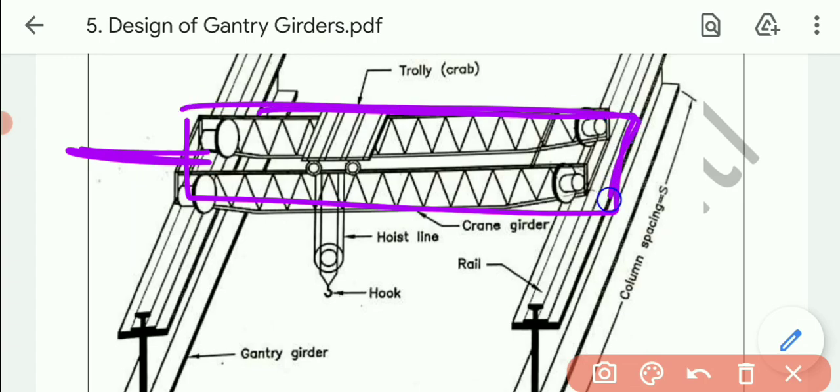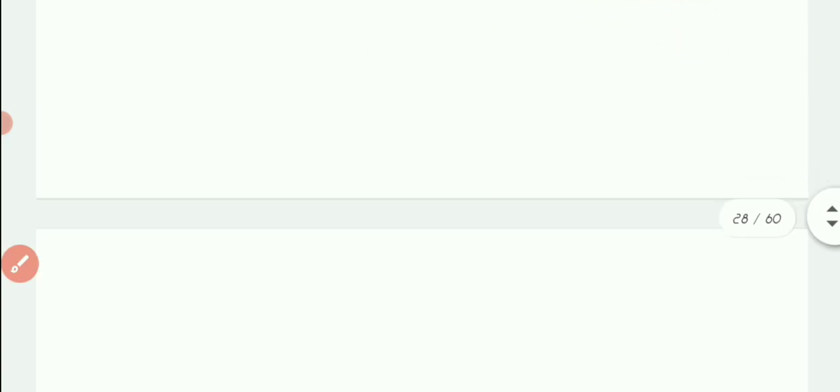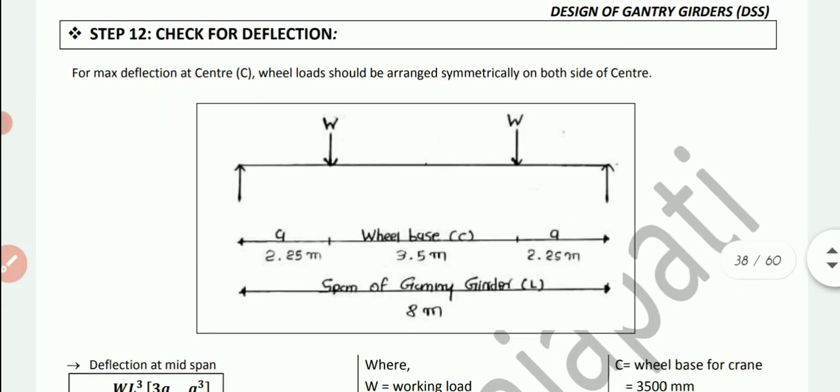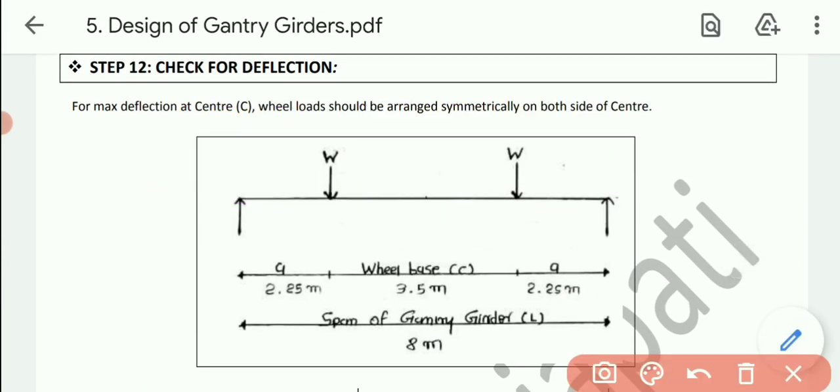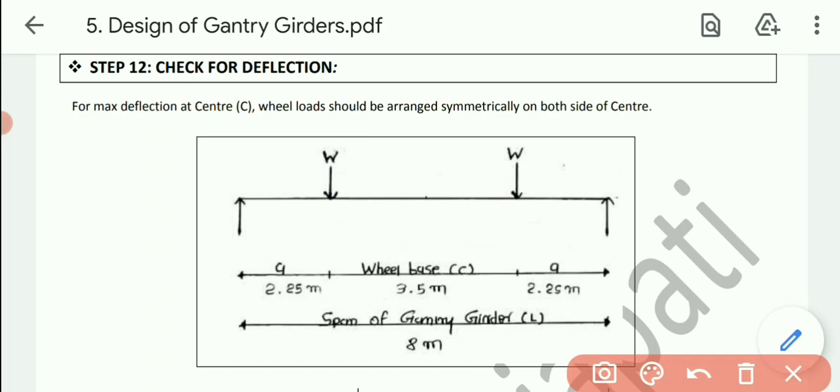So we will get to know, if the crane girder is at the center of the gantry girder, how much deflection is produced. Then we will cross check it with respect to code criteria. So I will put this always at the center. Say this one is my center, so these dimensions will be wheelbase by 2. Similarly over here, wheelbase by 2. Wheelbase is 3.5 meter, so 3.5 by 2 from here and 3.5 by 2 from here. So it will be 1.75 meter.